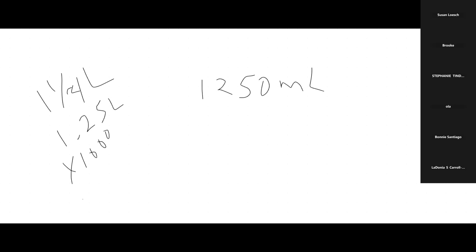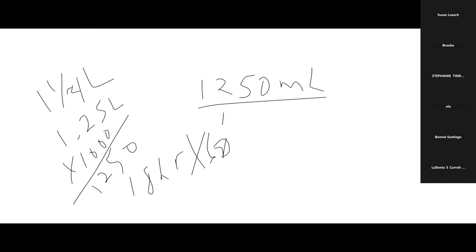Then we took our time, which was 18 hours. We multiplied that times 60, and that gave us 1,080 minutes. Took the whole thing after we did the division and we multiplied it by 20 drops per mL. Not 200, 20, sorry. And we got 23.148.